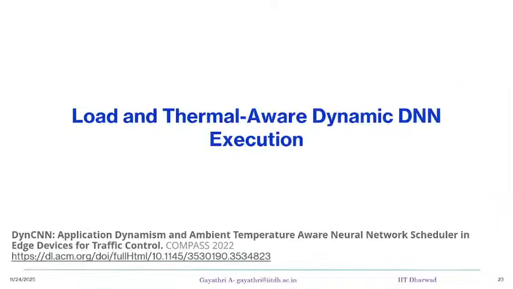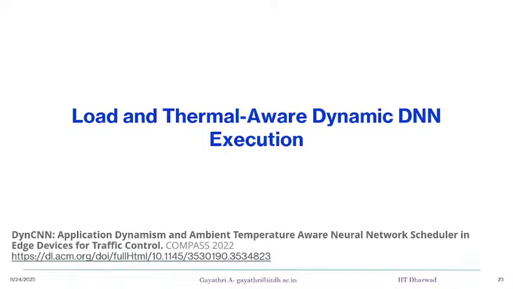Okay. So the first one we saw was how do you maximize the throughput, right? The second one that we are going to see is something dynamic: how can you change the way your CNN processing is happening, such that you are aware of the applications, changes in the applications and changes in the environment that you are operating the application in.